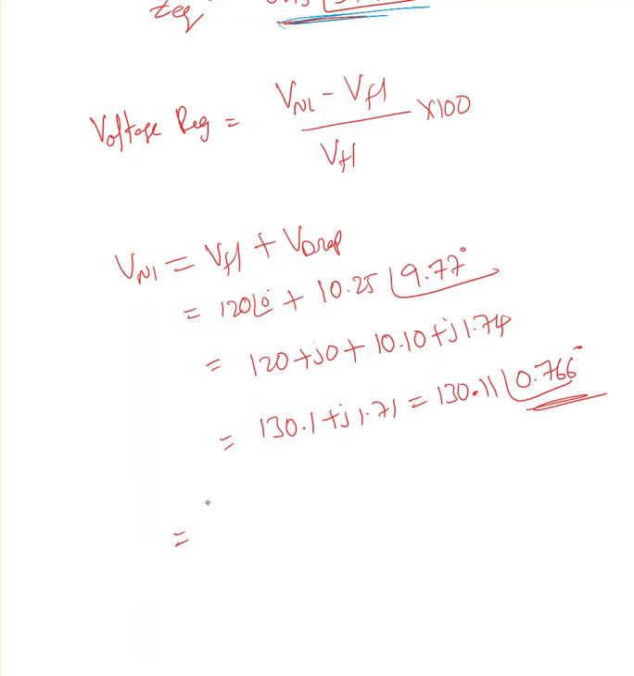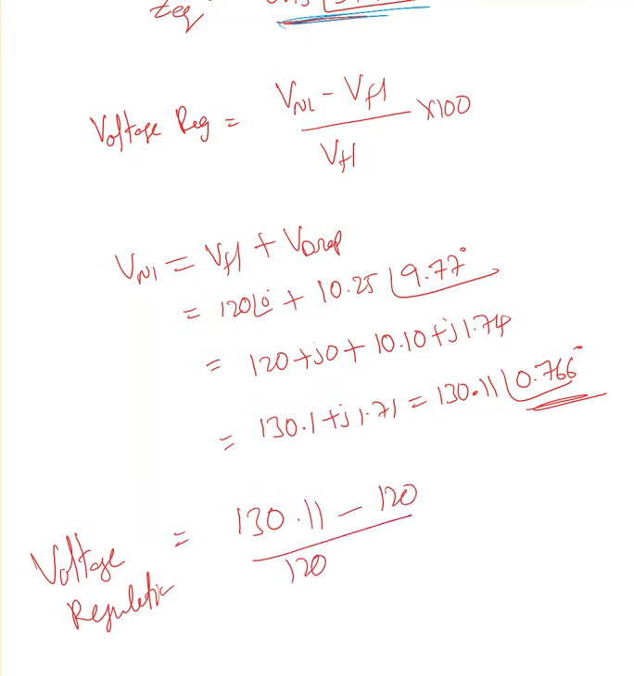So the V no load voltage is 130. Voltage regulation equals 130.11 minus 120 over 120 times 100. This is 8.425%. That is the voltage regulation of the transformer.